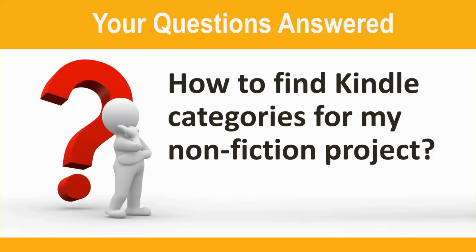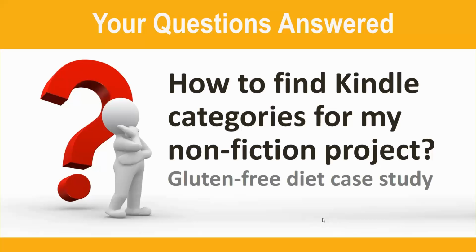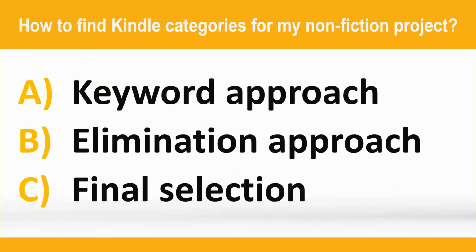How to find Kindle categories for my nonfiction project. This was a question by a K-lytics member who's doing a gluten-free diet book, and we're going to use this as a case study to answer the question. I usually recommend these 3 steps or phases. First is a keyword-based approach, then an elimination-based approach, and then you have to apply some final criteria to narrow down the list of categories to the final ones you want to apply to your book. Sounds complicated, but it isn't.